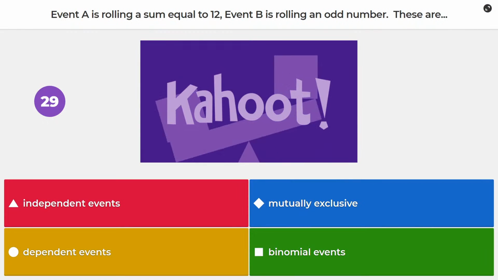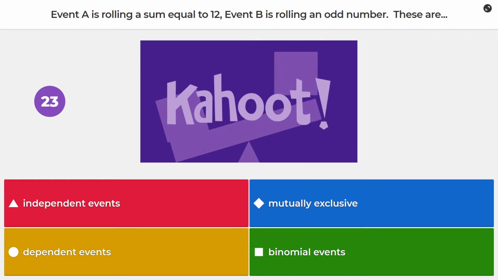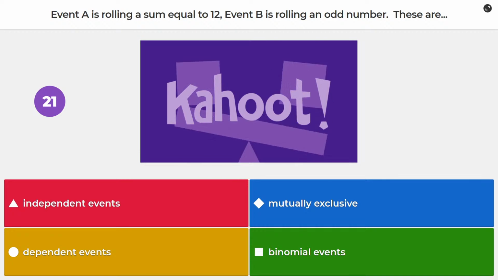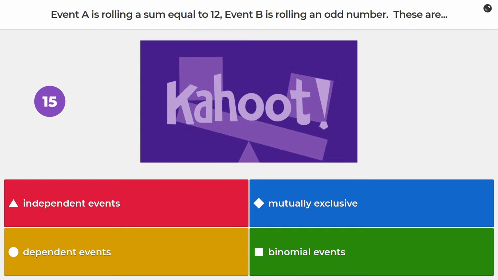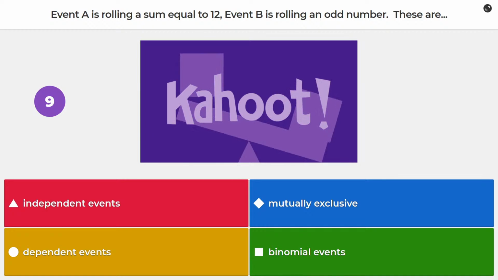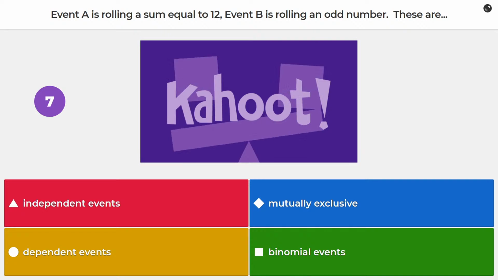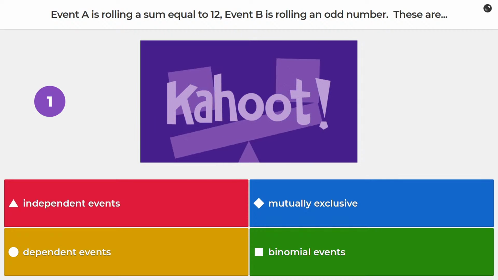So now we're getting into probability. So Jasmine, you wanna take off with this? I'll probably help explain some of it. Right. So event A is rolling a sum equivalent to 12, and event B is rolling an odd number. Your answer options are independent events, mutually exclusive, dependent events, and binomial events.